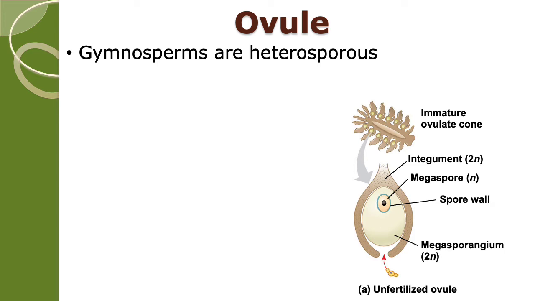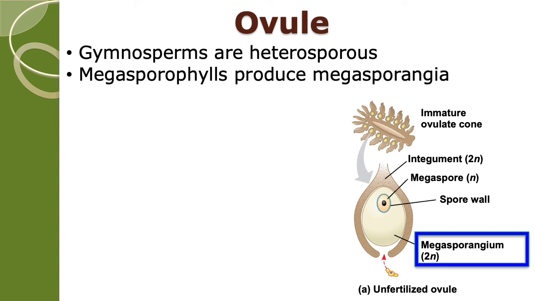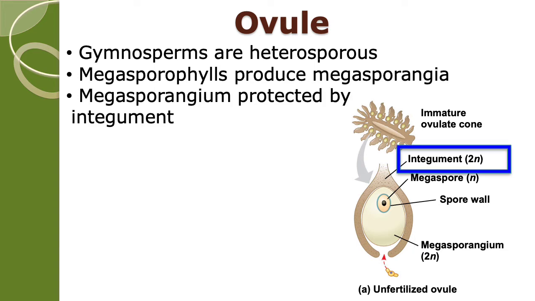Now, as we talked about, gymnosperms are heterosporous, and so they have megasporophylls. These megasporophylls are the ones that will ultimately give rise to the female gametes. The megasporophylls produce what are called megasporangium, and we can see the megasporangium highlighted in the blue box in the figure. The megasporangium is protected by a covering called an integument. This integument is the one that will form the outer covering of the seed.